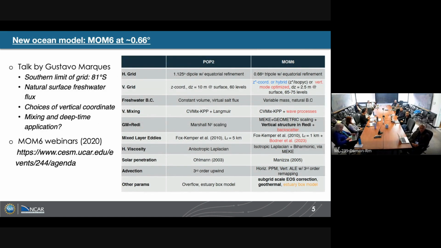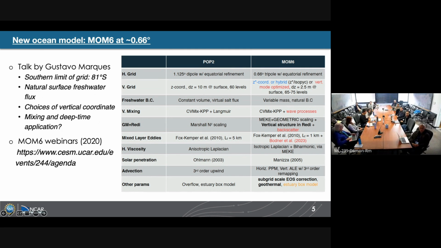And from CESM3, we will have a new ocean model. So that's very different from the past decades. This is a table from the talk by Gustavo, and please watch the recording if you are interested. Basically, this table tries to list the major differences between the old ocean model POP2 and the new ocean model MOM6. And the elements that might be relevant to paleo include the horizontal grid.